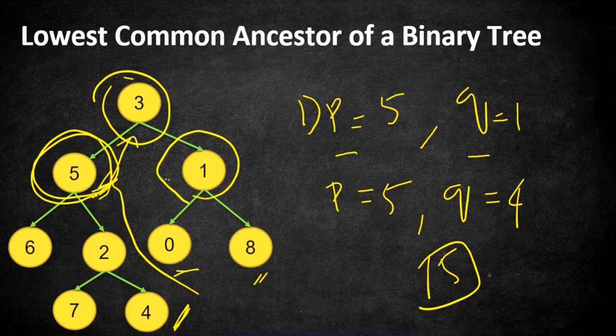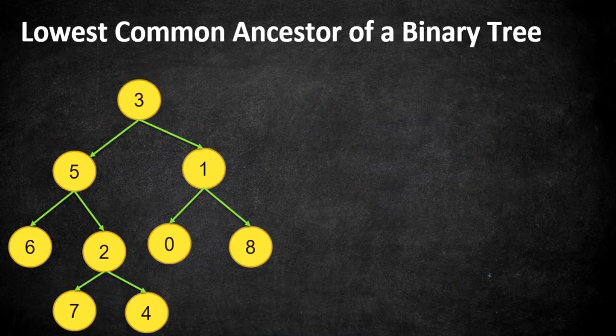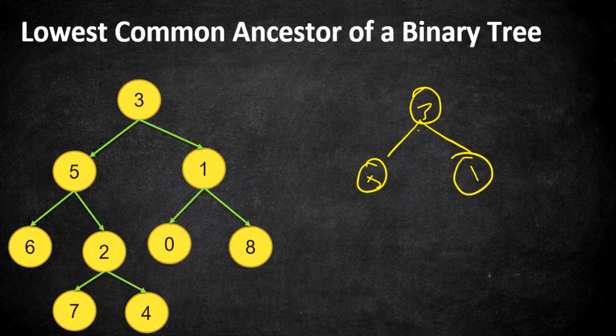Hope you're getting the overall idea of this problem. So how are we going to approach this? Let's start with only two children and one root node. Our root node is 3, the left child is 5 and the right child is 1. Now we have to search for 5 and 1, as they are our P and Q, and find the lowest common ancestor. 5 is the left child and 1 is the right child, so there is a partition from the root node 3 towards left and right.